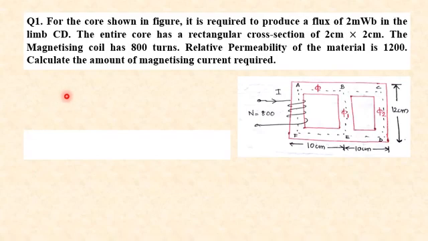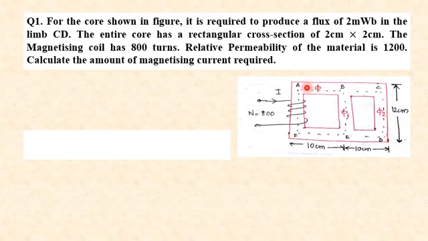In this question, we are asked to find the magnetizing current required to produce a flux of 2 milliweber in the limb CD. That is, this is your limb CD and the flux in this limb is 2 milliweber. It is given that the entire cross section of this core is uniform, with an area of 2 cm by 2 cm. The number of turns is given as 800 and the relative permeability is also given. The dimensions of the core are given in the figure.